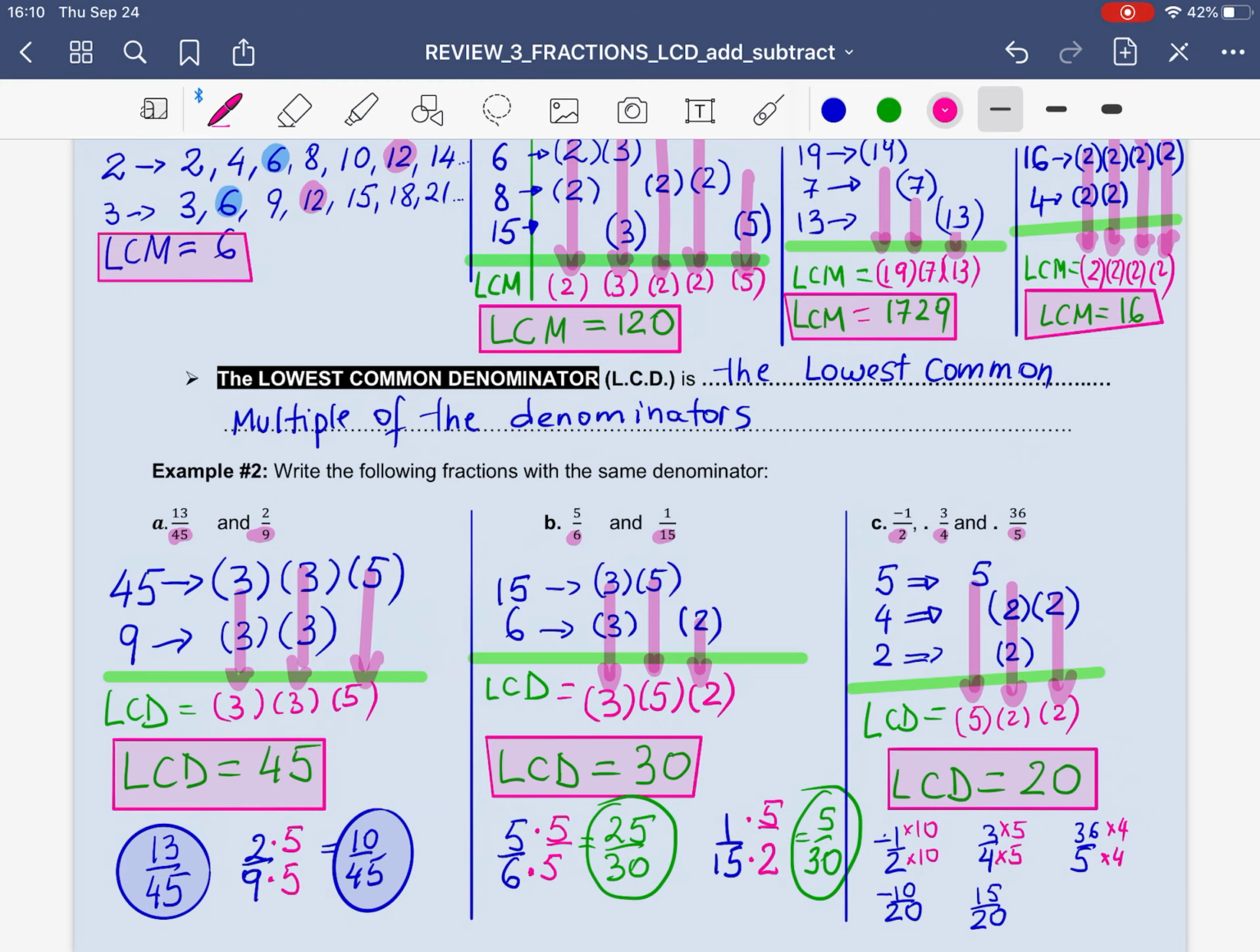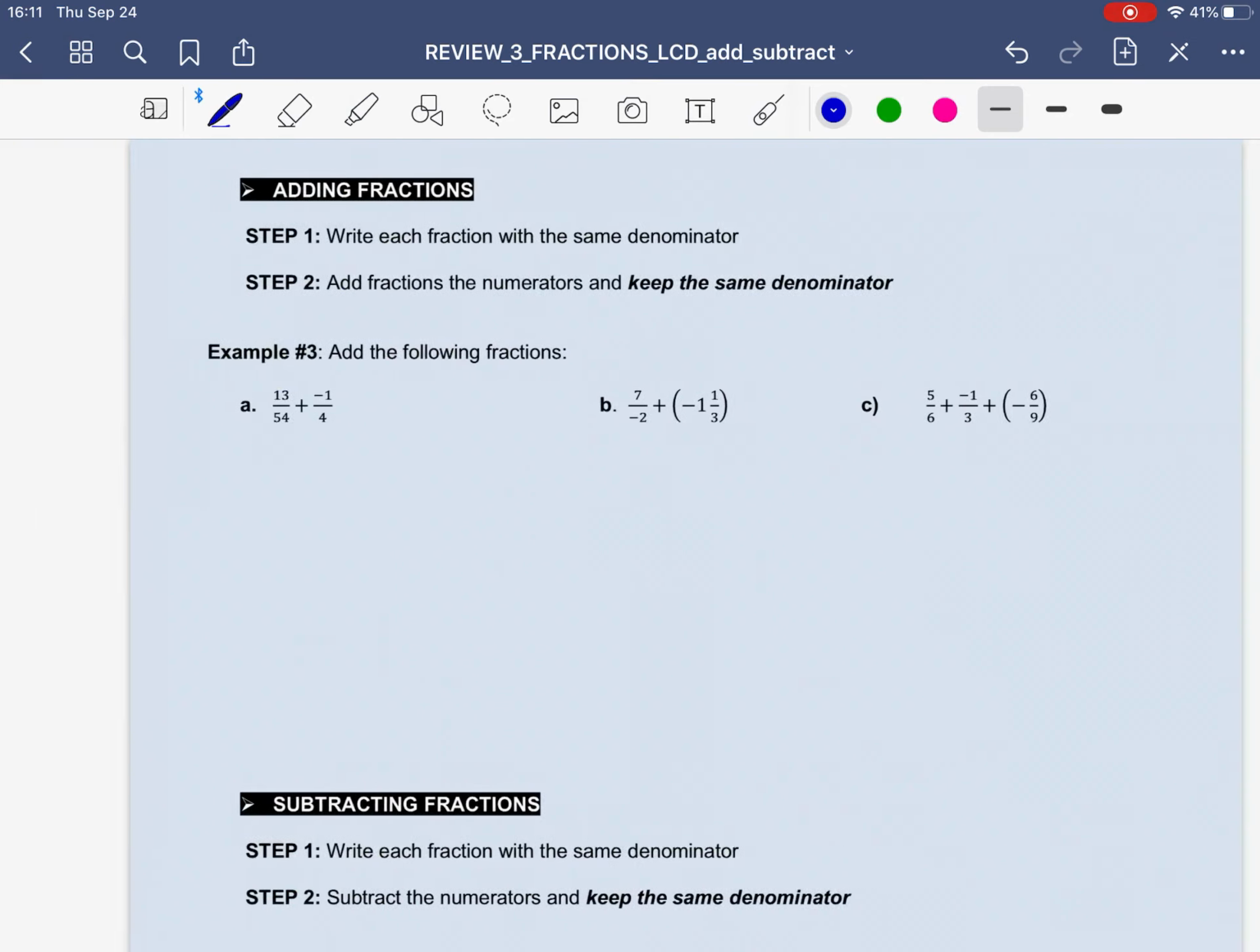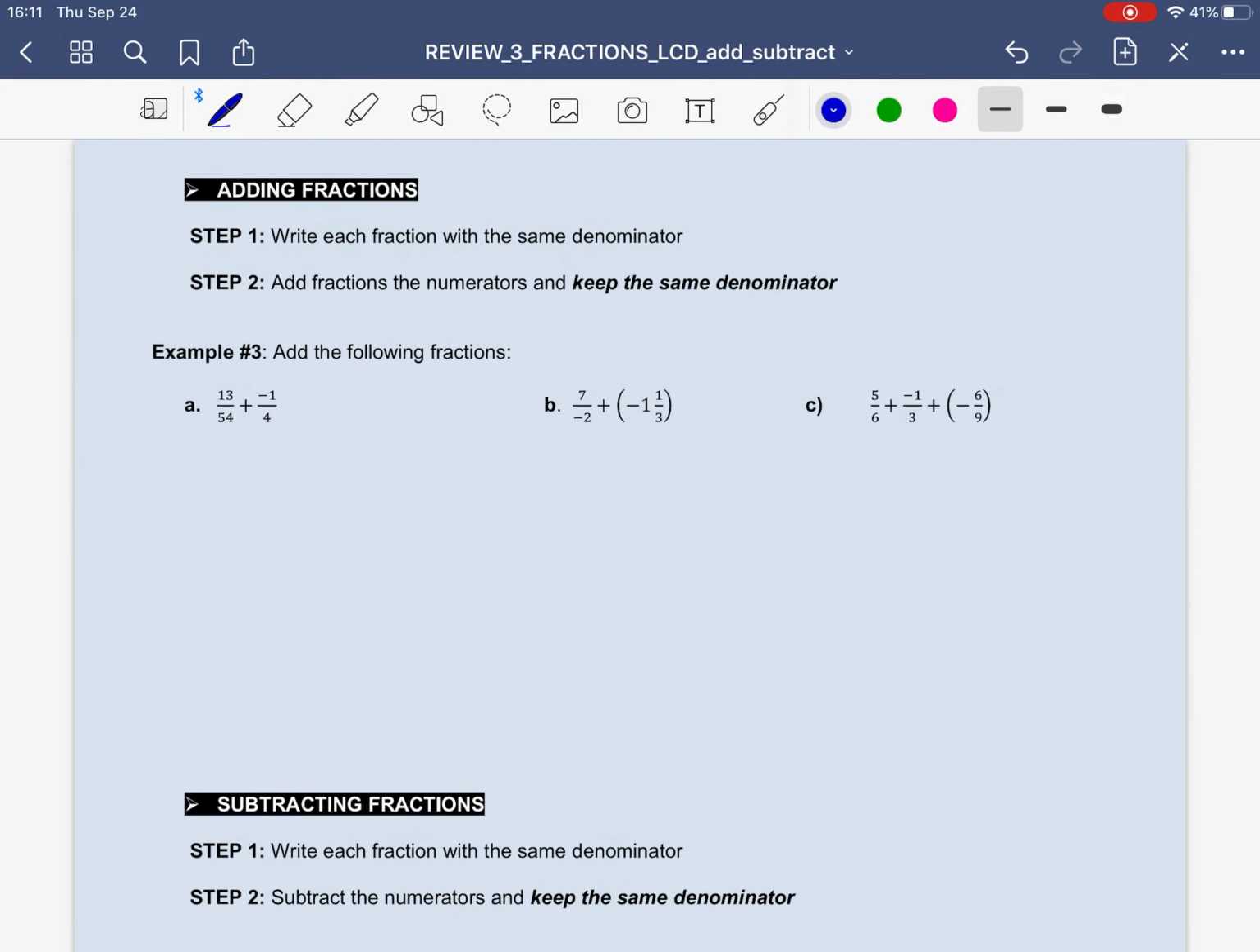So that would be 6 times 4, 24, 144 over 20. So you see now all these fractions will have the same denominators, but in the meantime they have kept their values. Okay? So the next topic would be adding and subtracting fractions.